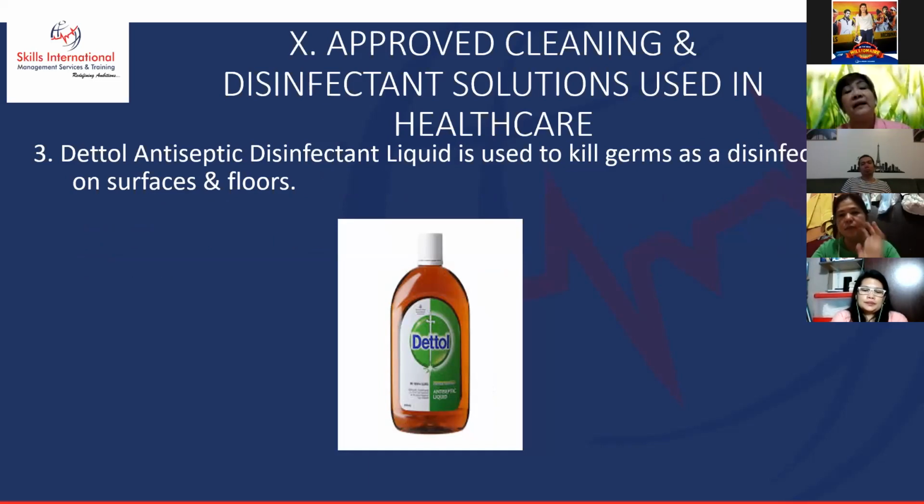Going forward, everybody knows about Dettol. Dettol in a household is the most common. Dettol antiseptic disinfectant liquid is used to kill germs as a disinfectant on surfaces and floors. Nowadays it is most commonly used in a healthcare facility. I think this is also the cheapest among them because it is a household product. Everybody at home uses this to disinfect the floor and the surfaces. So now it is being used as an approved disinfectant solution for healthcare.